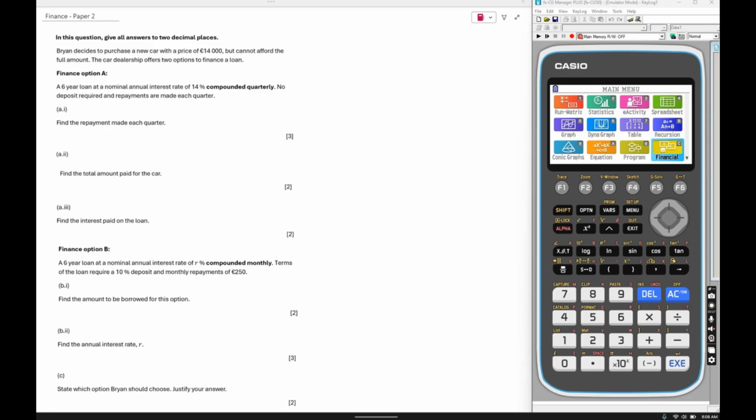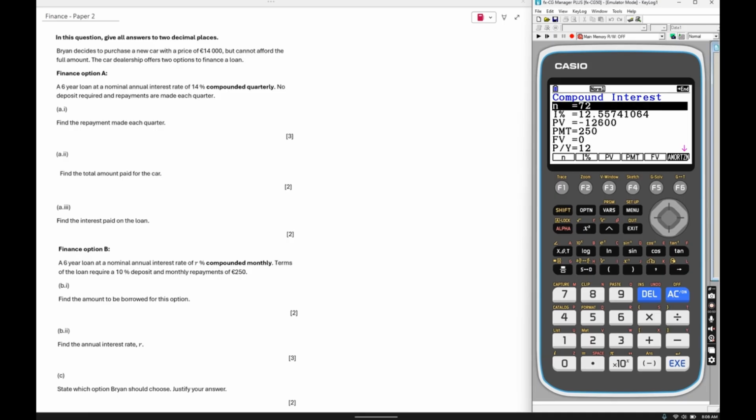Option A: a 6-year loan at a nominal annual interest rate of 14%, compounded monthly, no deposit required, and repayments are made each quarter. Find the repayment made each quarter. So let's have a look. We firstly need finance mode on your calculator, and we can put in a few things. So it says a 6-year loan compounded quarterly, so the N value is going to be 6 times 4, which is 24. The interest rate, it says 14%, so we're going to put 14%.